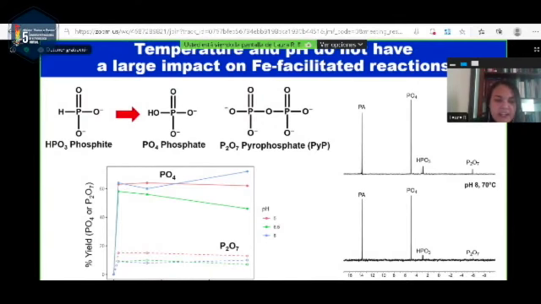And for the pyrophosphate, the pH trends is that the pH doesn't seem to have a significant impact on the yields of pyrophosphate. You would think that pH 5, which is the peach line, would have a significantly more pyrophosphate compared to the pH 6.5 and 8, where all of the iron is like crashed out.